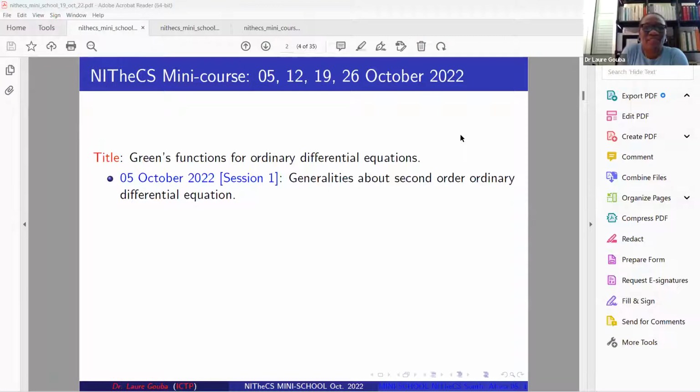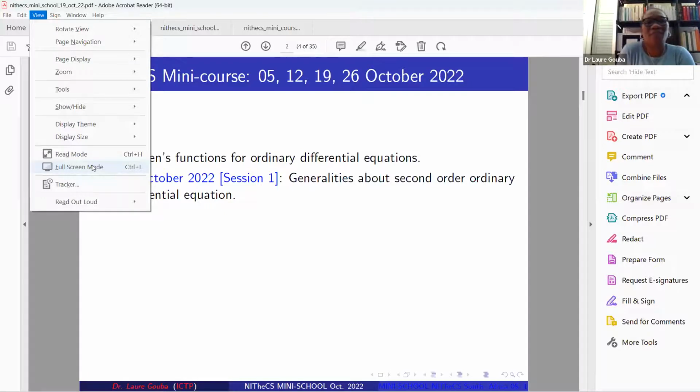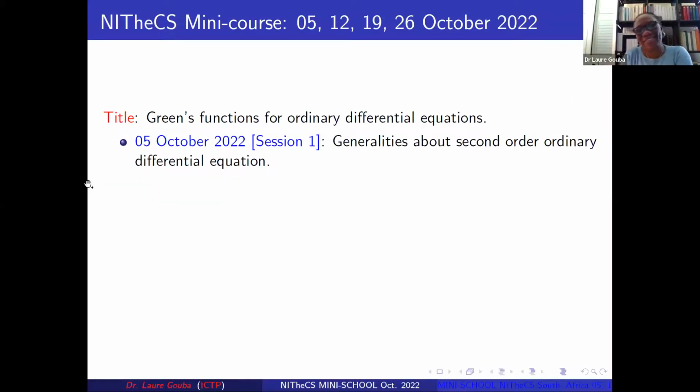Okay, let me see. Thank you, Van Zyl, for the advice. Let me see if I get full screen. Okay, no. Usually I take full screen. Okay, it's fine here now. Perfect. Thank you.